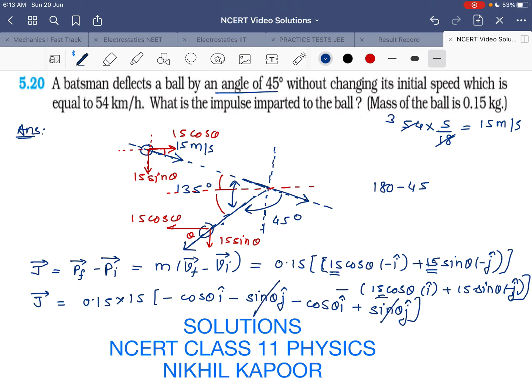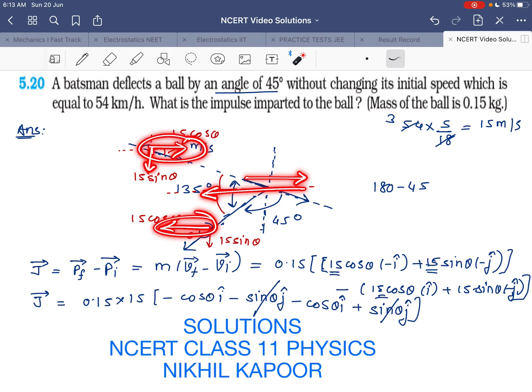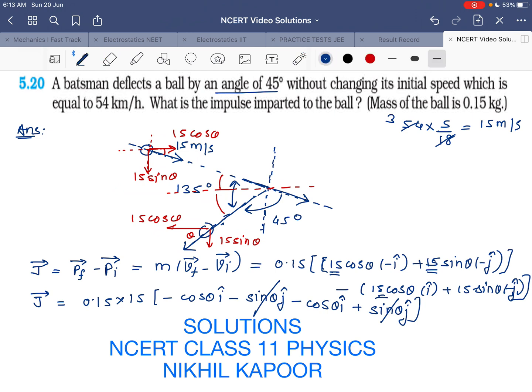There is no force in the x direction actually. The only force exists in the y direction, because the action force is on the bat and the reaction force is given by the bat. So only the component of the momentum along that direction will change. The other will not change. As you can see, 15 sin theta is the same, so there is no change here. Directly also we can say that. Now I can write the impulse is equal to 15 times 15 is 225, with the decimal point after two digits, so it will be 2.25 in bracket. Minus cos theta will be twice minus cos theta, along the x-axis, i cap.